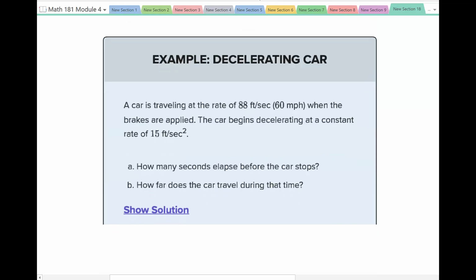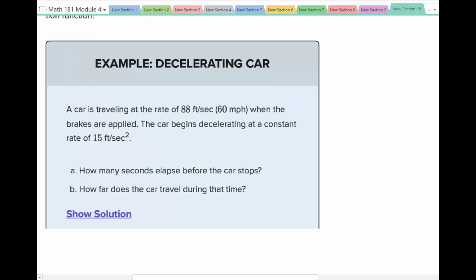Decelerating car is another example here. This is an applied problem. It says a car is traveling at a rate of 88 feet per second, or 60 miles per hour. When the brakes are applied, the car begins decelerating at a constant rate of 15 feet per second squared. Okay, so this means that I need more space to work, so I'm going to come over here.